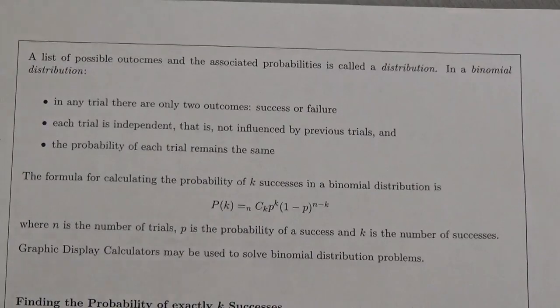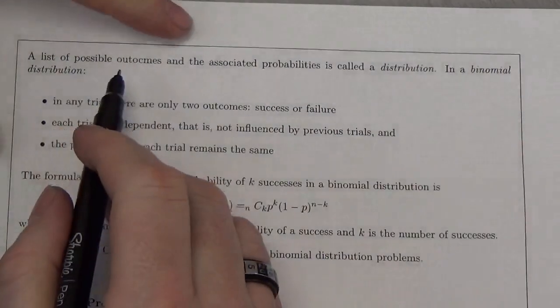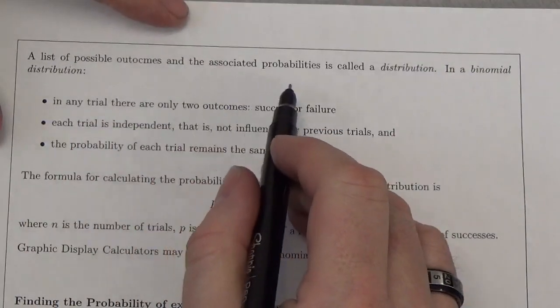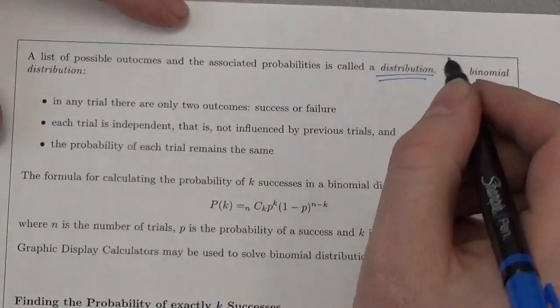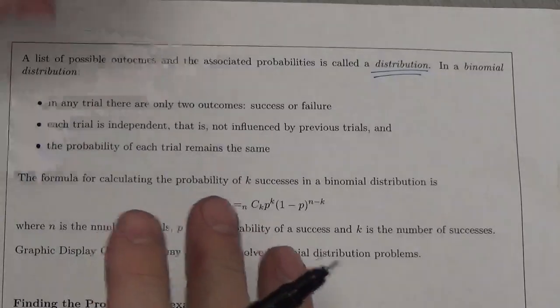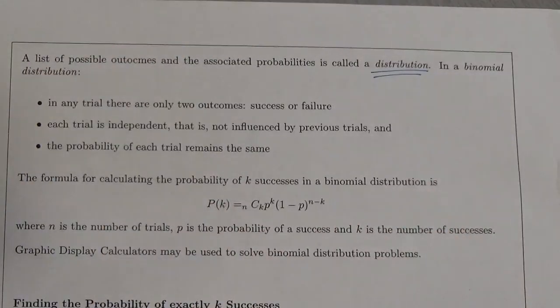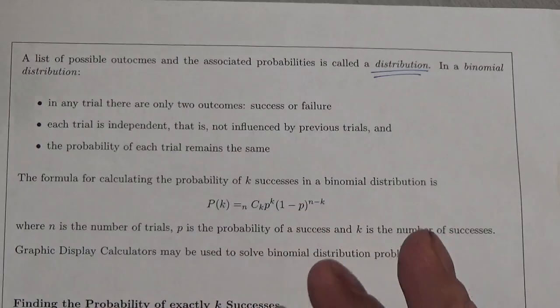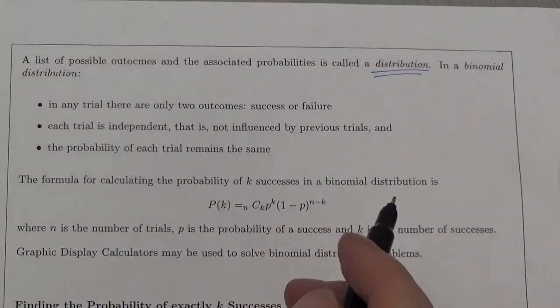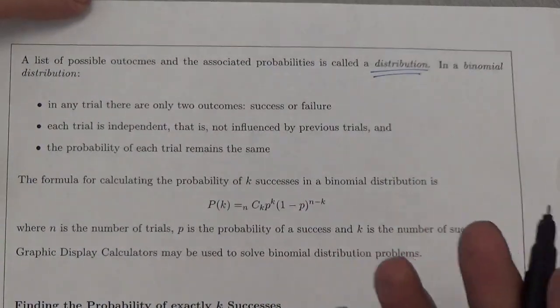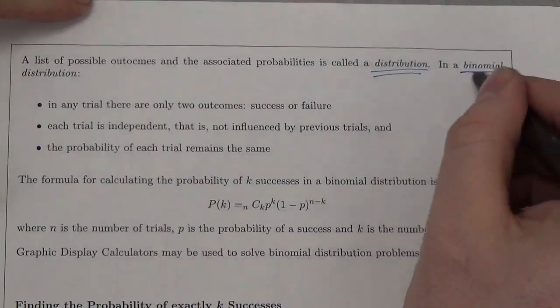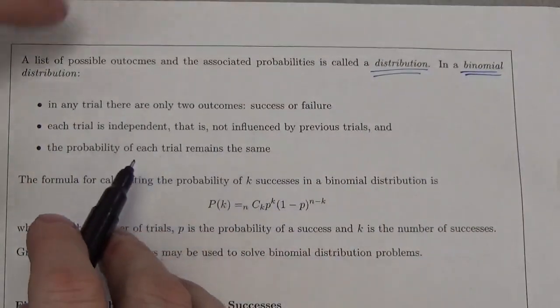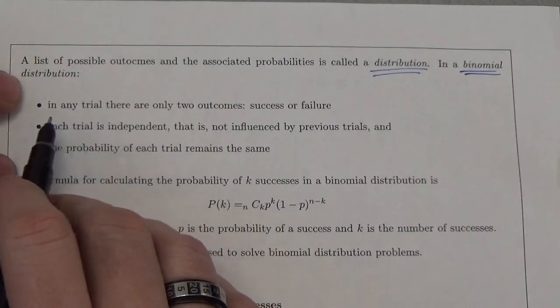Okay, so now we're going to talk about this in more of a theoretical sense. A list of possible outcomes and the associated probabilities is called a distribution. As soon as you list all the ways that an experiment can happen and attach the probabilities to them, that's what we call a distribution here. In this case, what we're looking at is called a binomial distribution, and the reason it's binomial is because of these little features right here.